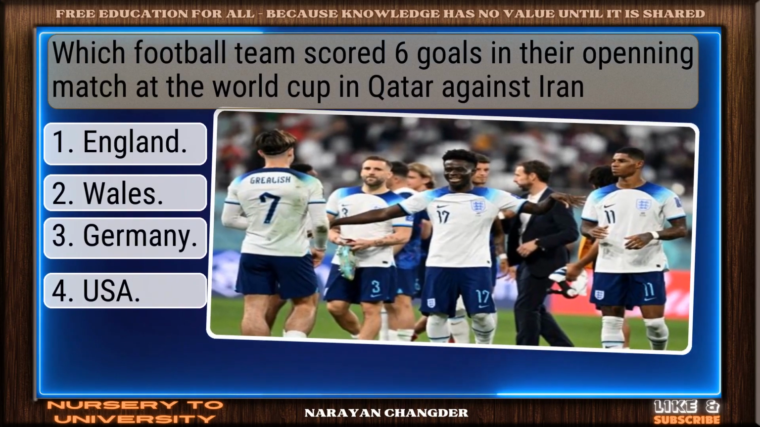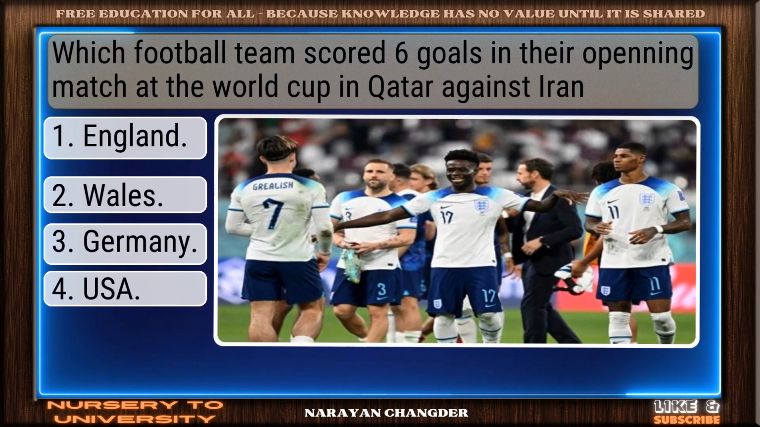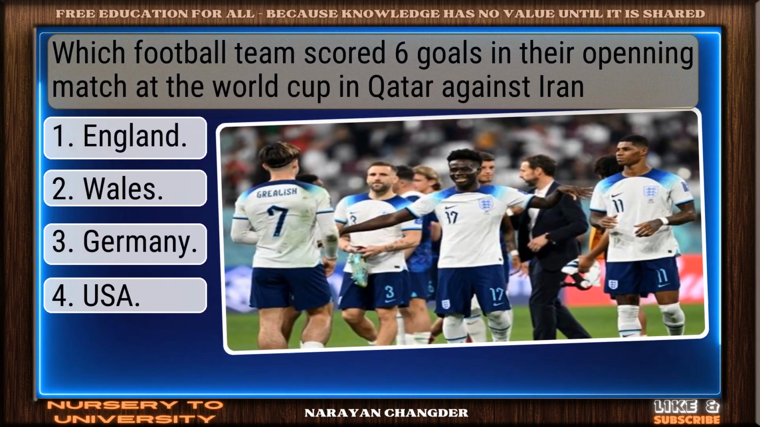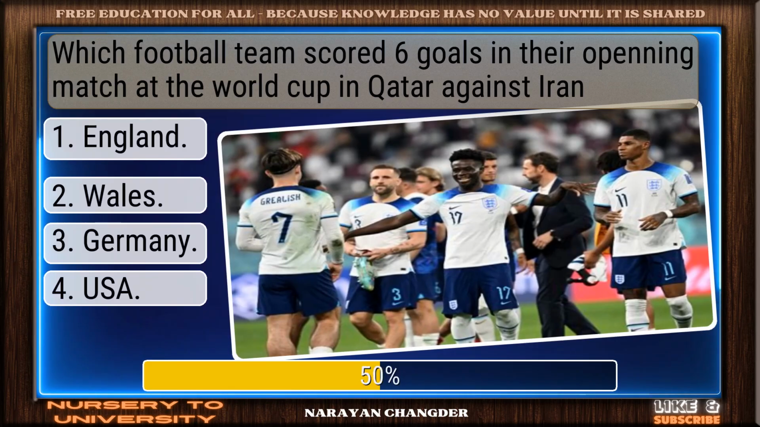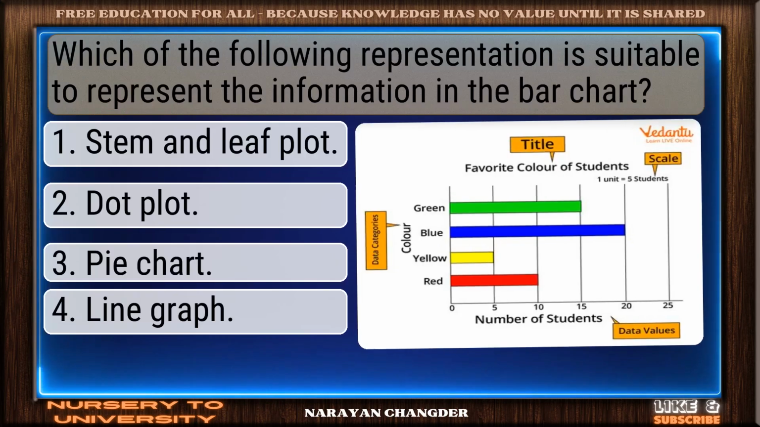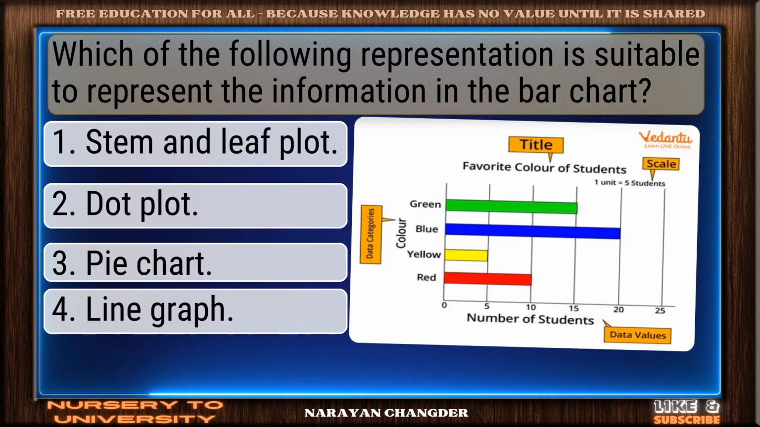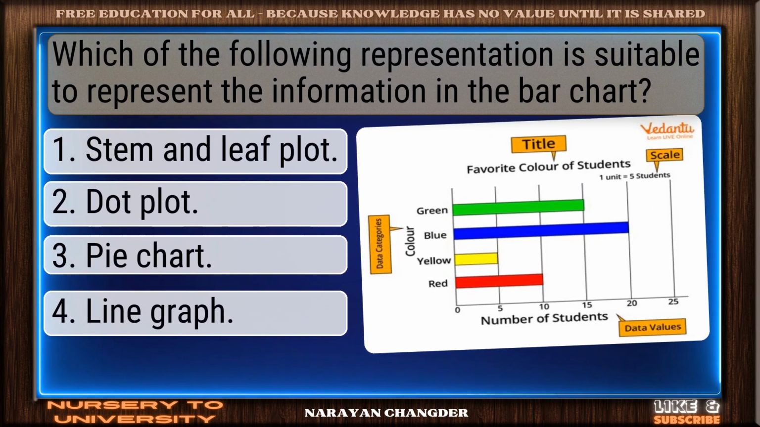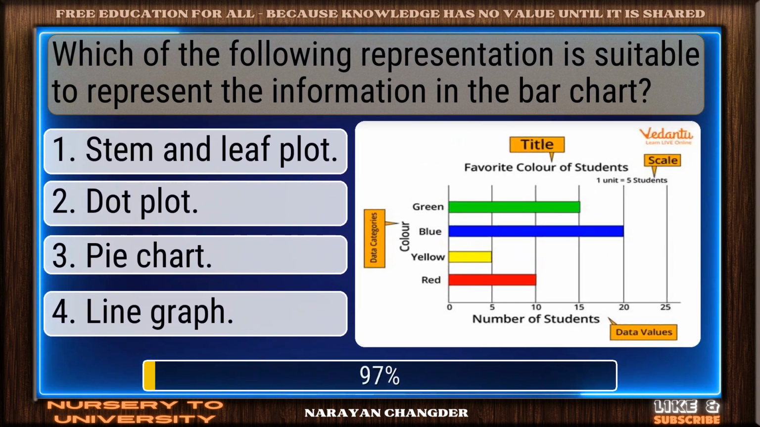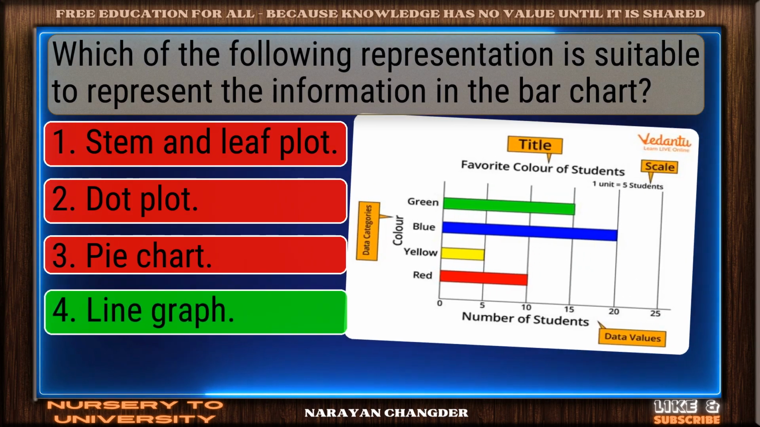Question number 5. Which football team scored 6 goals in their opening match at the World Cup in Qatar against Iran? Valid point. England is true. Question number 6. Which of the following representation is suitable to represent the information in the bar chart? You got it. Your choice line graph is right.